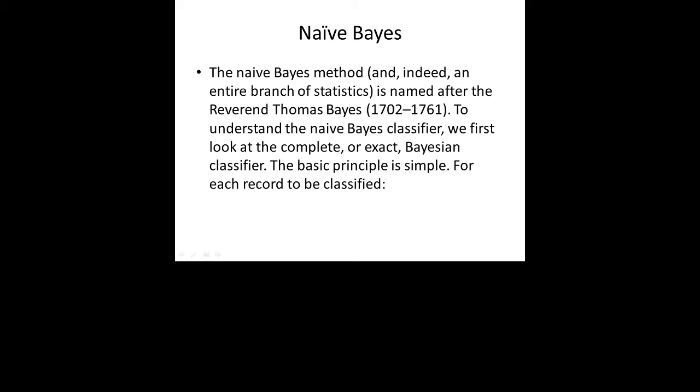The naive Bayes method, and indeed an entire branch of statistics, is named after the Reverend Thomas Bayes, from 1702 to 1761. To understand the naive Bayes classifier, we first look at the complete or exact Bayesian classifier, and the basic principle is simple. For each record to be classified, we follow the three steps that we mentioned earlier.